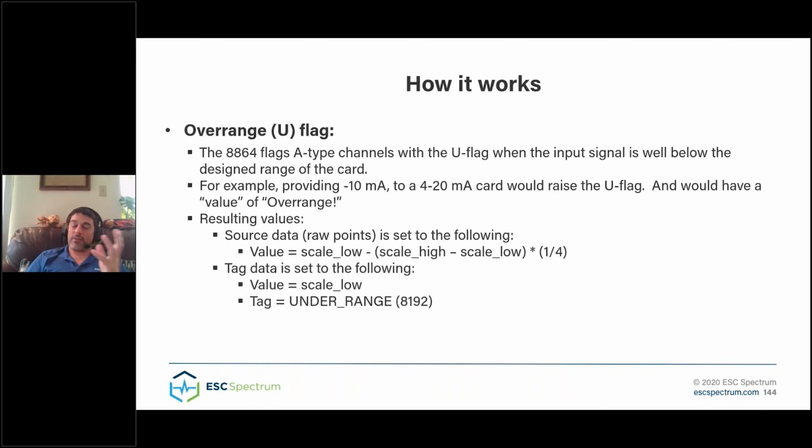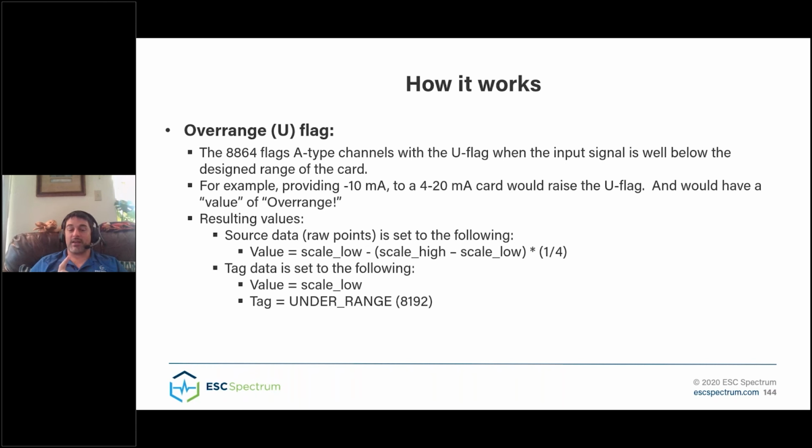Now, in a similar but not quite the same way, the U flag, the underrange flag. For example, you somehow put the 4 to 20 milliamp wires on backwards, so it was sending, let's say, -10 when it should have been sending +10. The raw source data will get set to 25% below the range, just like how the O flag did, but in the opposite direction.